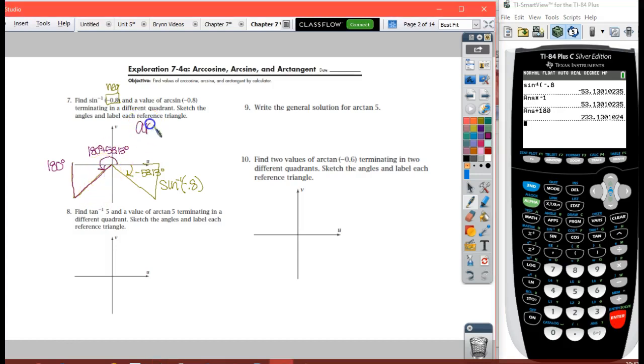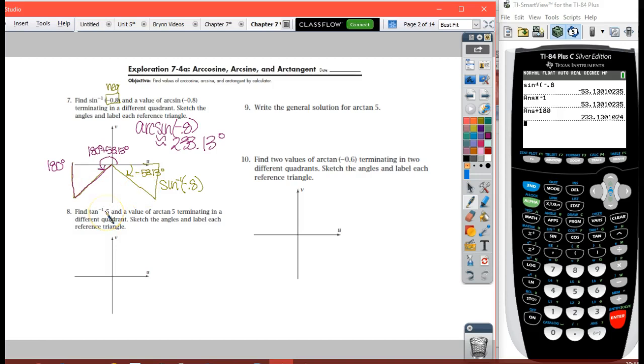So for arc sine of negative 0.8, I will get a positive 233.13 degrees. You could have also gone the negative direction and taken negative 180 minus negative 53.13 and got the negative angle also, either way. And so my answer for sine inverse is the negative 53. My answer for arc sine is 233.13. If I wanted more answers, I could keep going around and around and add multiples of 360.